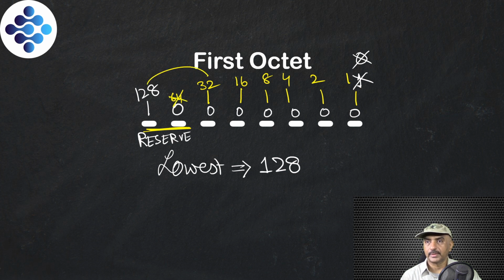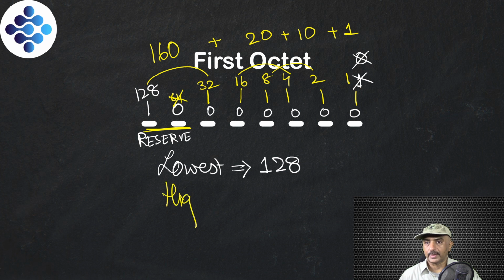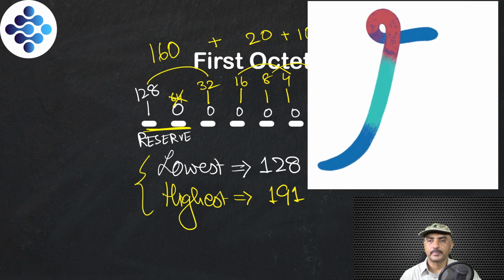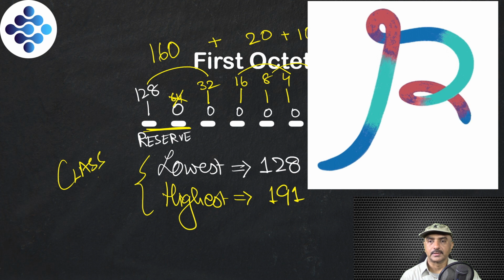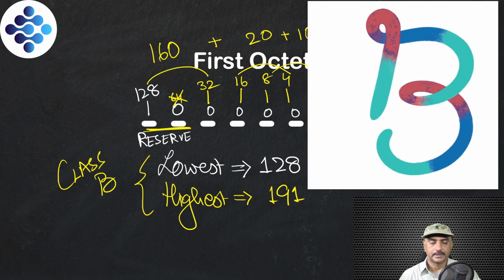64 is 0, so we are not taking it. So 128 plus 32, that is 160. 16 plus 4 is 20. 8 plus 2 is 10, and this is 1. So 160 plus 20 plus 10 plus 1. That gives us the highest value, 191. And this is nothing but class B, right?